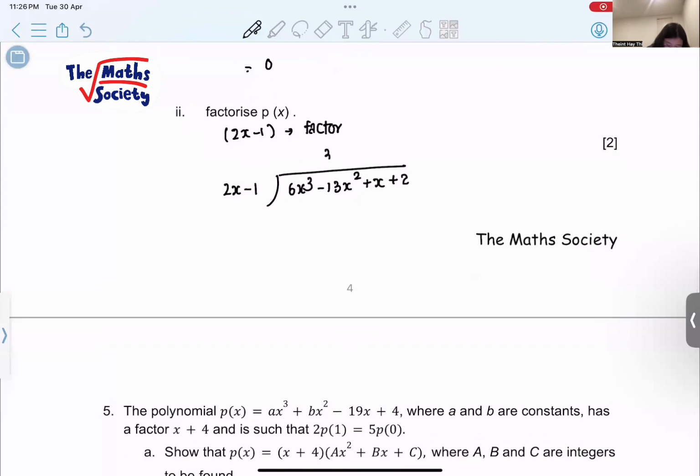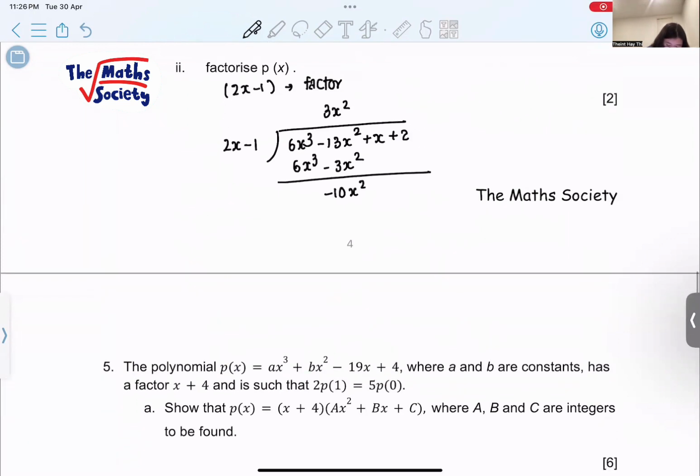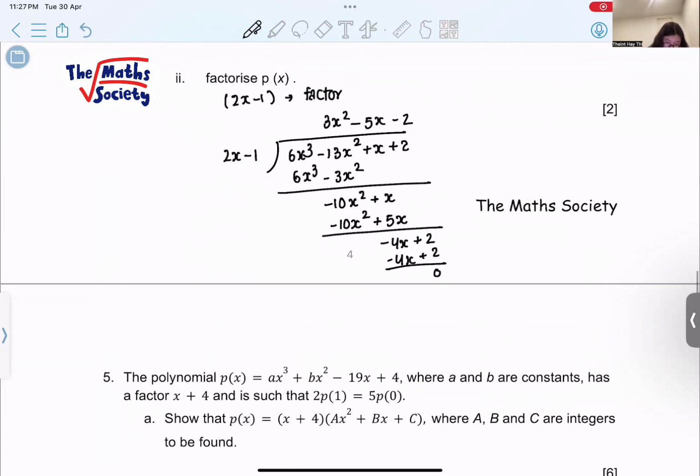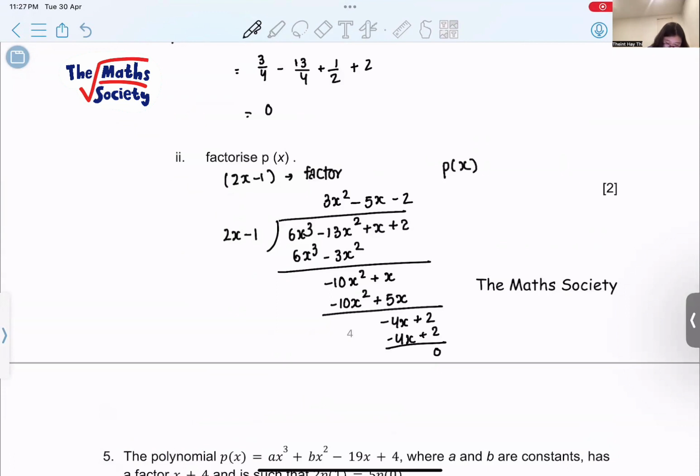So now we multiply 3x squared, 6x cubed, 3x squared. So you'll get minus 10x squared plus x minus 5x plus 5x. So you get minus 4x plus 2 minus 2 minus 4x plus 2. This is minus, you get 0. So we know that p of x is equal to 2x minus 1 multiplied with 3x squared minus 5x minus 2. And then we can actually factorize this as well.